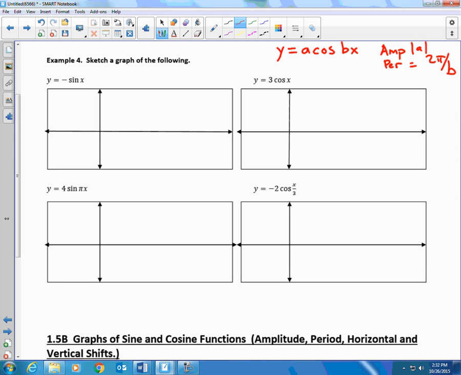What is the a value for this graph? What's the number in front of cosine? 3. So the amplitude is equal to 3. What do you think the period is? How do I do the period? 2 pi divided by, what's the number in front of the x? There's a 1 in front of the x. So that's all I do. 2 pi divided by 1 is 2 pi.